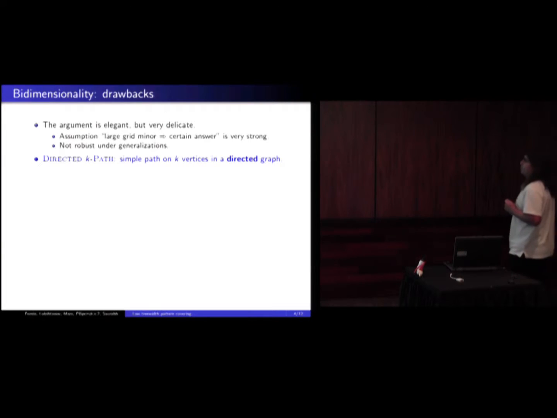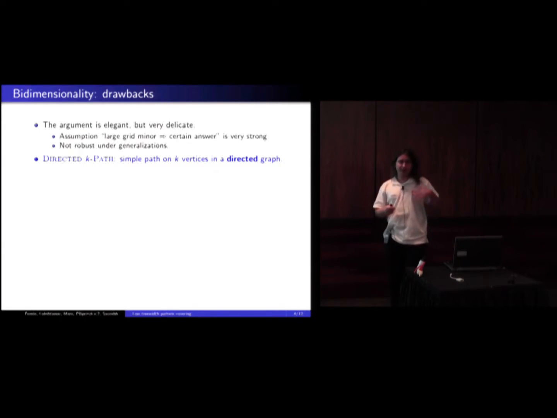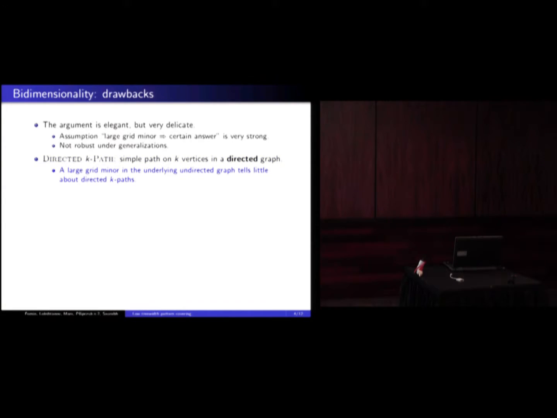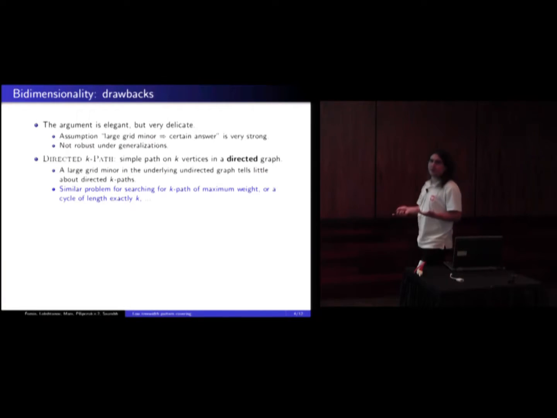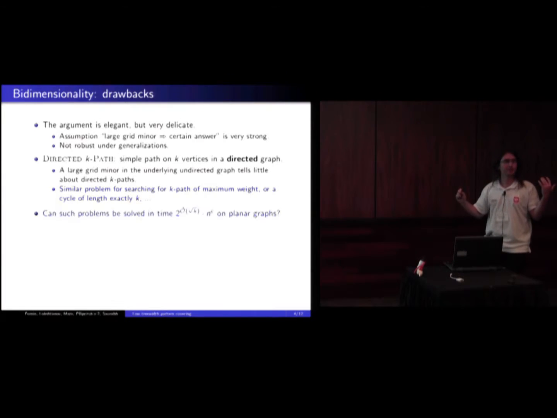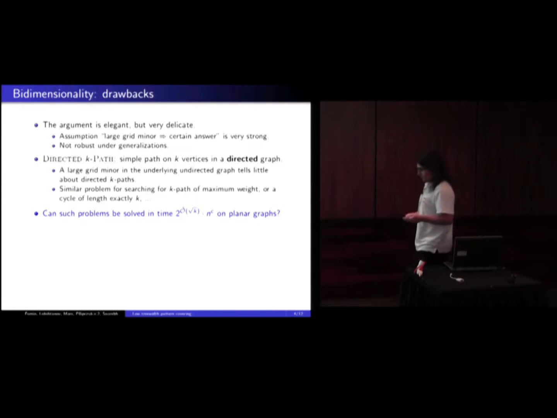see, for example, the directed k-path problem, where I'm given a directed planar graph, and I'm looking for a directed path of length at least k. Yes, of length k. Then having a large grid minor in the underlying undirected graph of my graph basically tells me nothing about the existence of a directed k-path because I do not control the directions. Similarly, when I'm, for example, looking for a k-path of largest weight in a vertex-weighted planar graph. Because then having any grid minor doesn't tell me, maybe the heaviest k-path is somewhere completely else. Yes? So for such problems, there was a large discrepancy between what we know and what we expect.